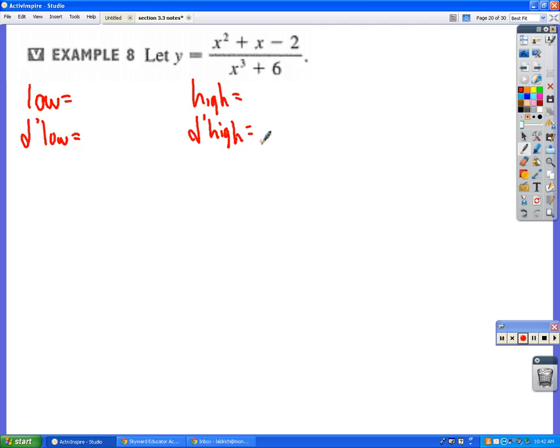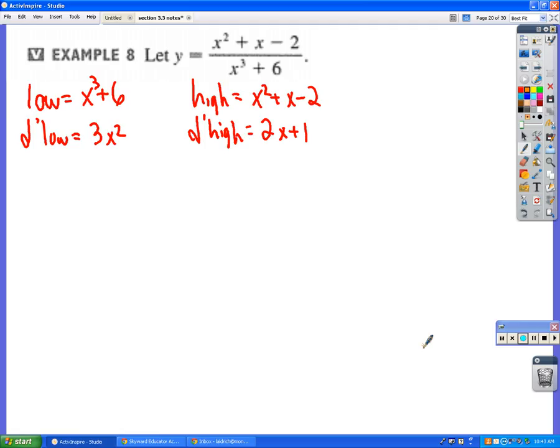So the low function is x cubed plus 6. Its derivative is 3x squared. The high function is x squared plus x minus 2, and its derivative is 2x plus 1.